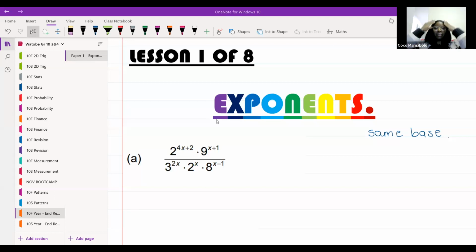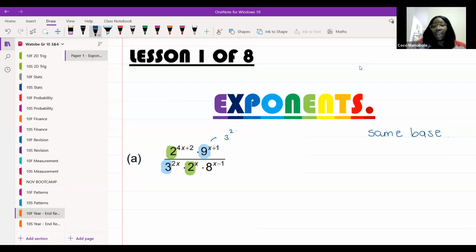Okay, so if we look at this first question that we've got over here, what we're going to notice is that none of these bases, except for 2 and 2 here, are the same. But we can change all the other bases to look like 2 and 2 and maybe a 3. Yes, we're probably going to find a 3. So let's start with 9. How else can we change 9 so that it has one of the bases that we need? How else can we write 9? Correct, Nkandla, beautiful. We can write 9 as 3 to the power of 2.